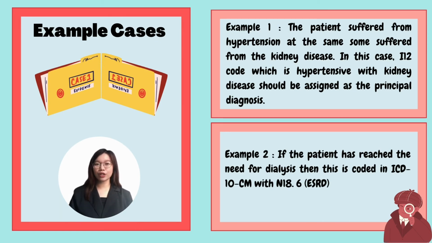The patient suffered from hypertension. At the same time, the patient suffers from kidney disease. In this case, code I12, which is hypertensive chronic kidney disease, should be assigned as the principal diagnosis. Example 2, if the patient has reached the need for dialysis, then this is coded in ICD-10-CM with N18.6, ESRD.